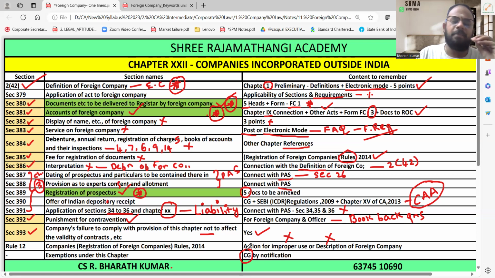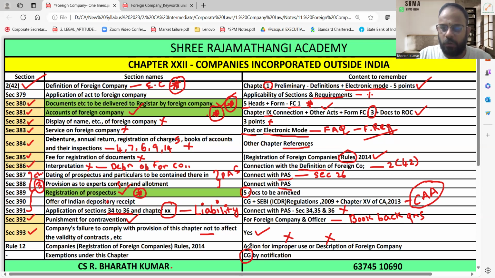Are we clear? Some regulations like SEBI, ICDR, you should know. FEMA Act, you should remember. Forms FC1 and FC3 only is there. That you should try to remember. Central government can exempt something. Rules is there for the registration of foreign companies. So registration is important. Documents is important. Accounts is important. Remaining at all you can glance.